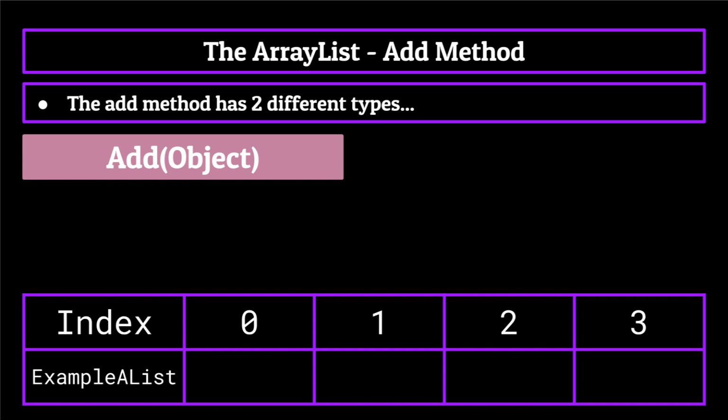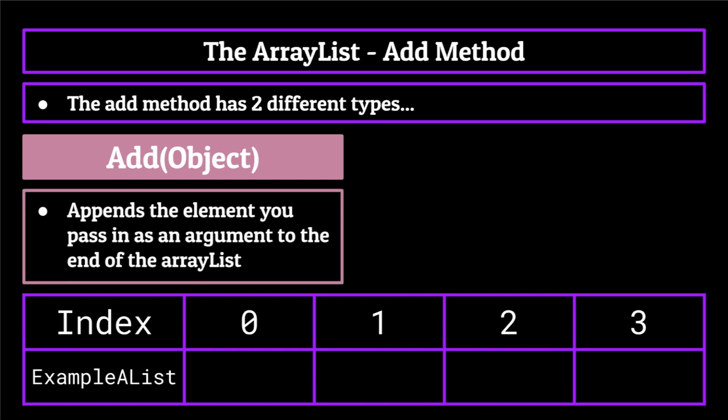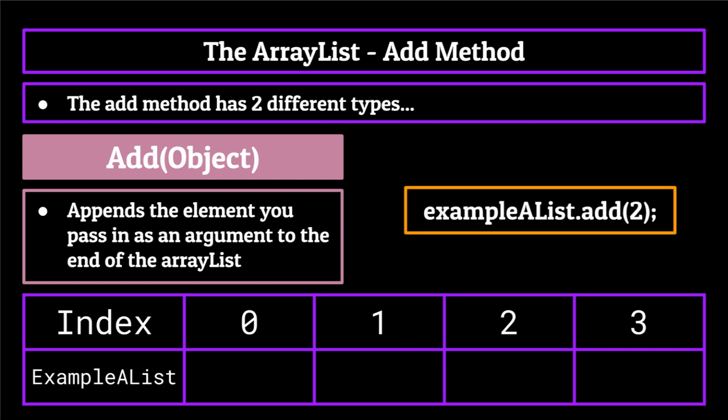This method is for more basic cases where you don't care about where in the ArrayList the object you wish to add is going to end up. It will simply append the object you pass in as an argument to the end of the ArrayList. So let's take our example ArrayList and run the add method on an integer of 2.